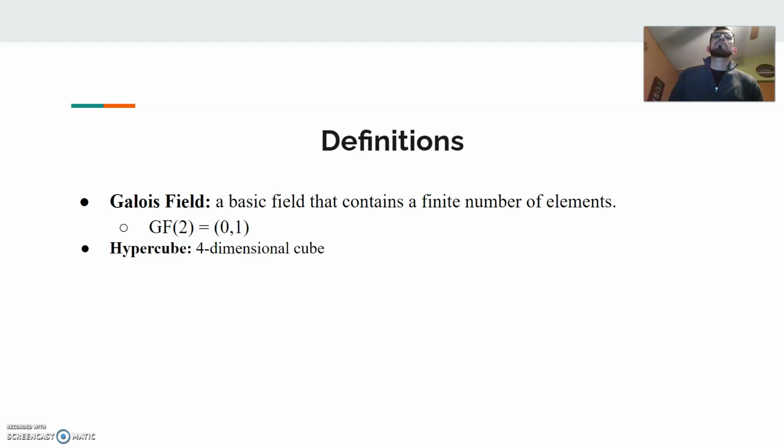Some definitions before we get started. Galois field. A Galois field is a basic field that contains a finite number of elements. During my presentation we're going to be working with Galois field 2, in which we get an ordered pair of 0 and 1. We're also going to be working with hypercubes. A hypercube is just essentially a 4-dimensional cube.